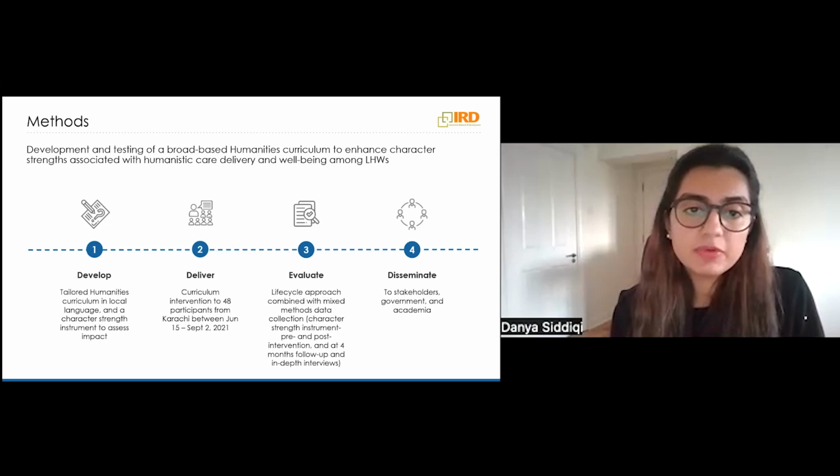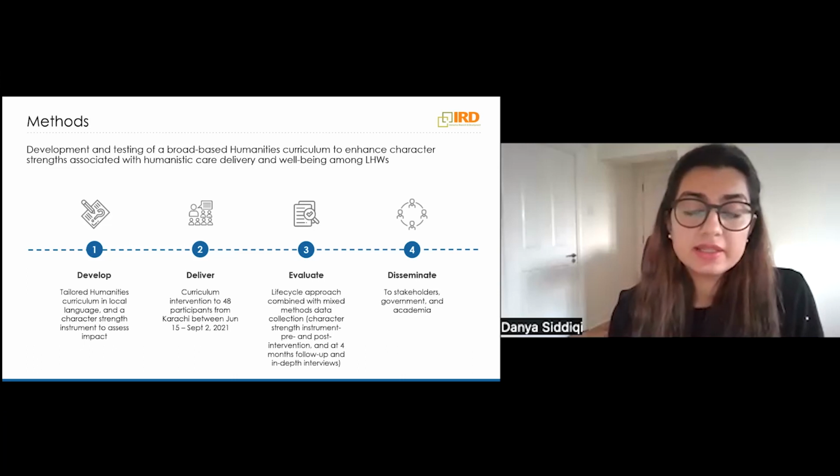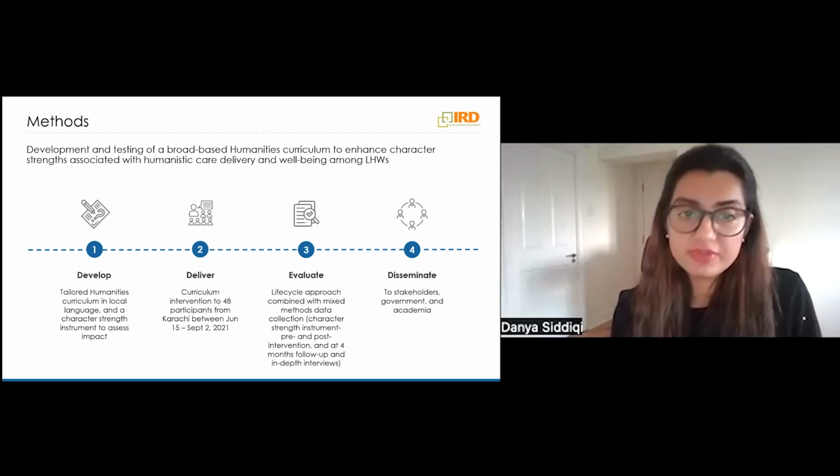In the next step, which was our key intervention delivery, we delivered the curriculum to 48 participating lady health workers in 2 towns of the city of Karachi between June and September 2021. And the curriculum was delivered through a facilitator. The lady health workers were divided into 3 groups. The curriculum had 12 modules that were delivered over a 12-week span.